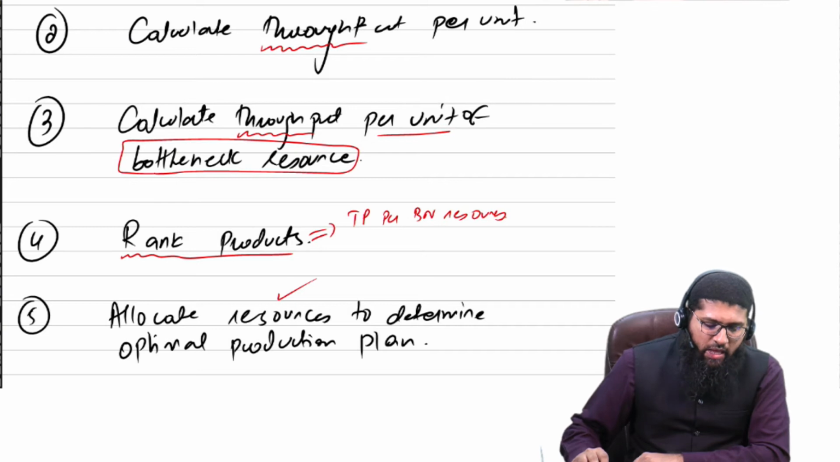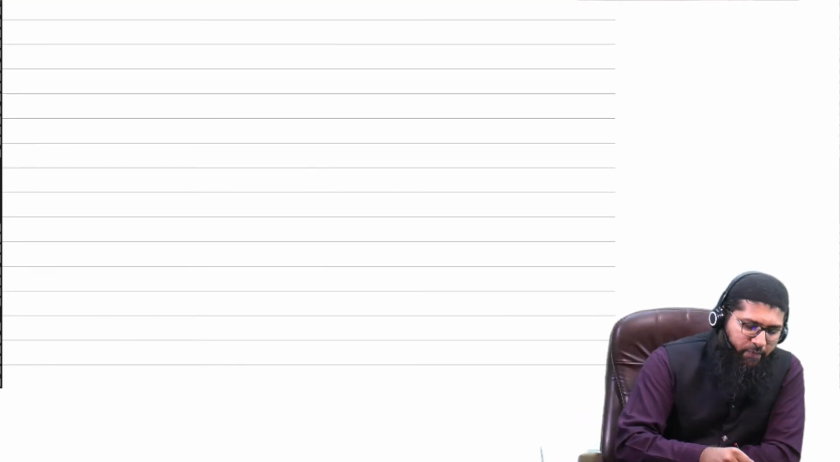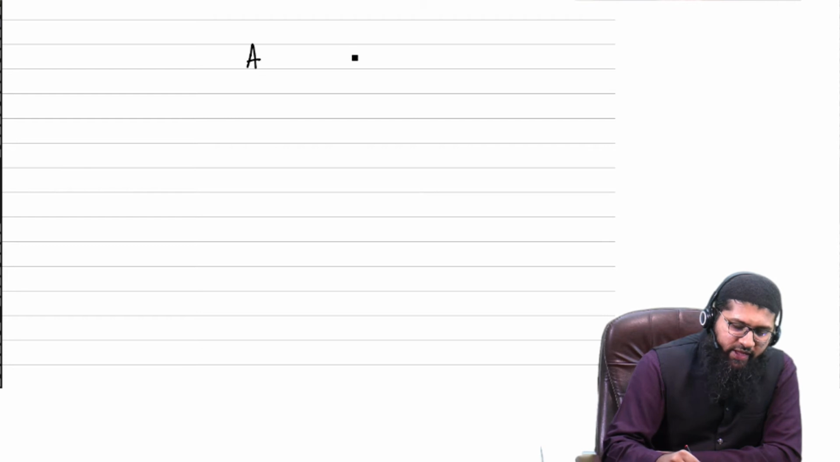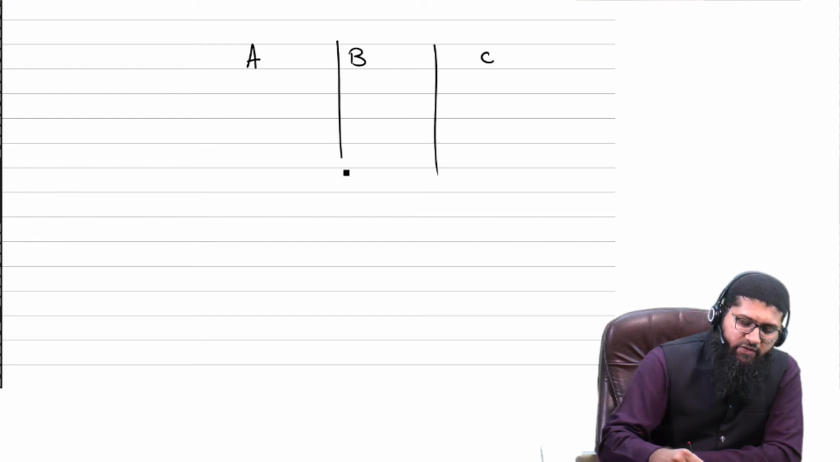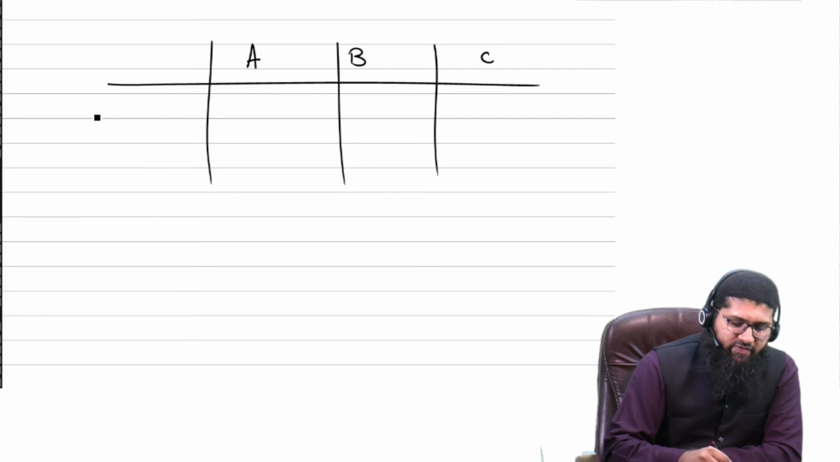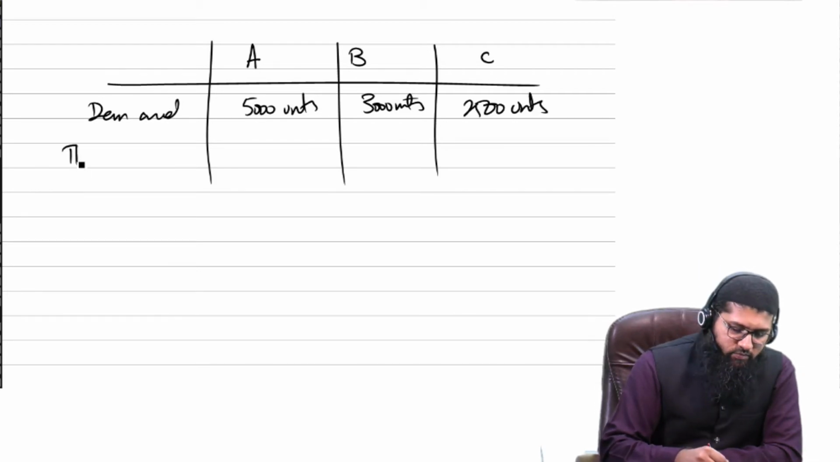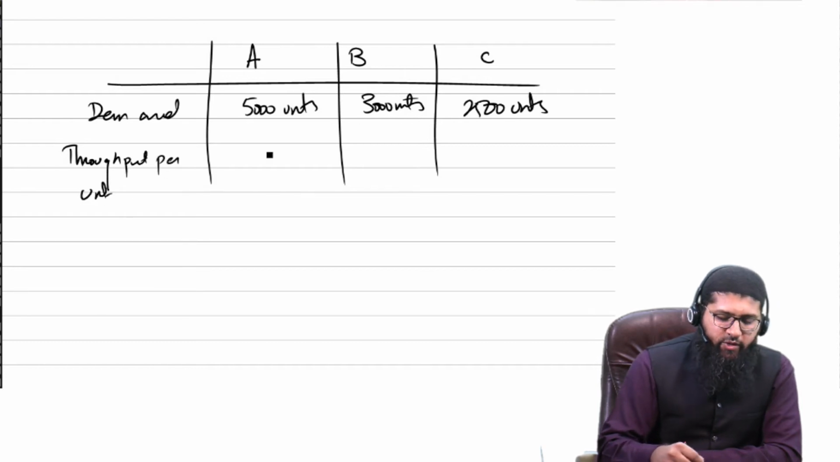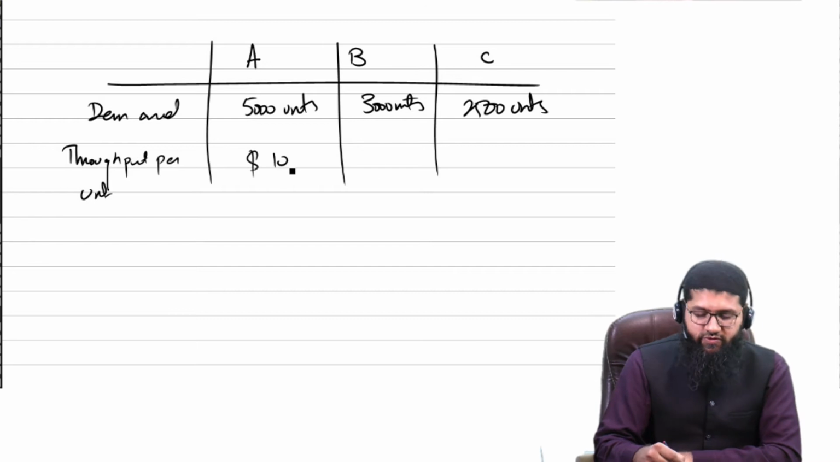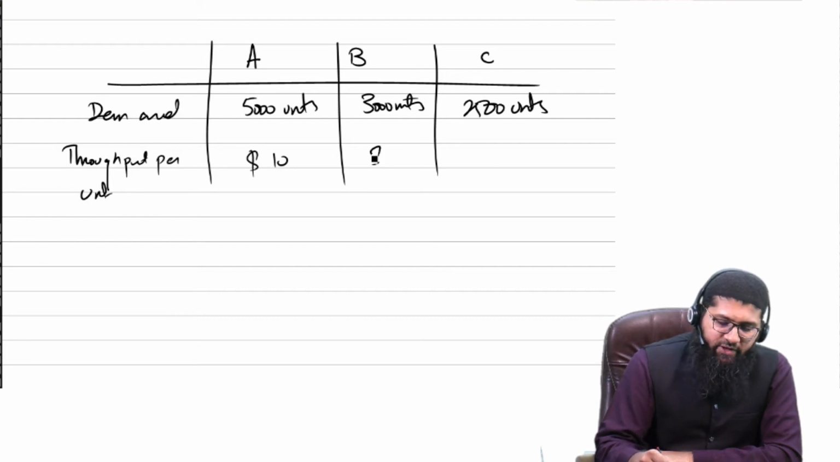Now, how exactly is it all going to operate? Let's take an example. This is product A, this is product B, this is product C. There we have a demand of 5,000 units, 3,000 units, and 2,500 units. Then you have throughput per unit: let's say it's $10, $7, and $12.